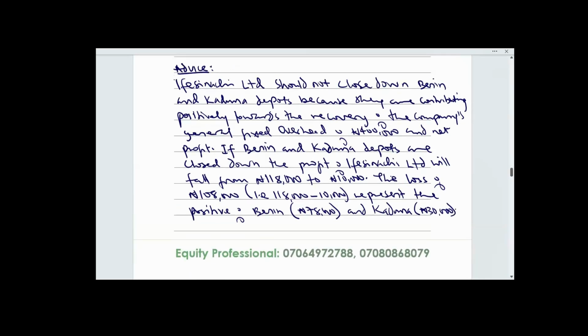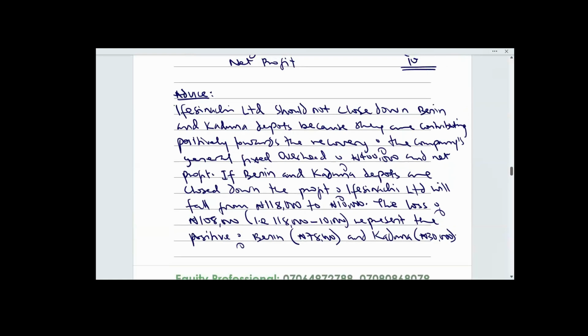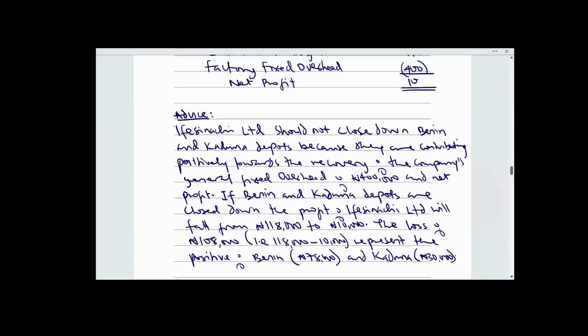Okay, so that's that. We've already made our point that the company should not close down Benin and Kaduna depots because they are contributing positively towards the recovery of the company's general fixed overhead of 400,000 naira and then the net profits. And that if Benin and Kaduna depots are closed down, the profit of the company will reduce to 10,000 naira from 118,000 naira. So that means that there will be a loss of 108,000 naira. That loss of 108,000 represents the positive contribution of Benin and Kaduna.